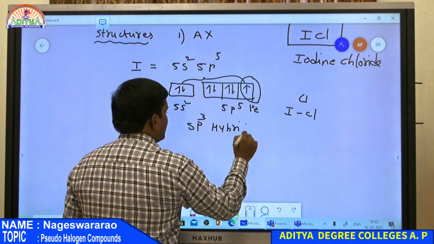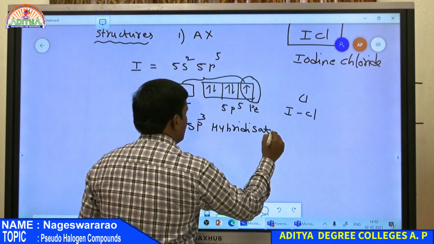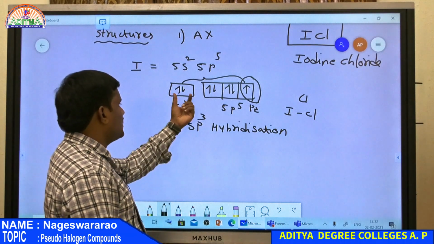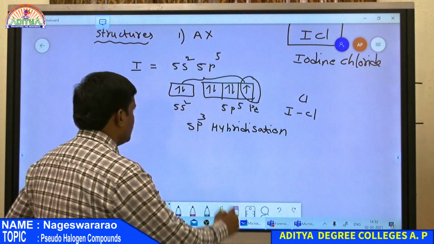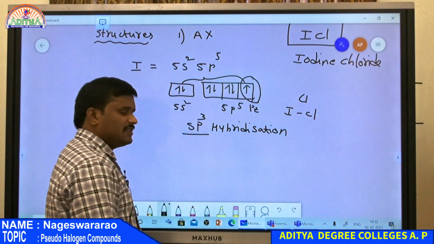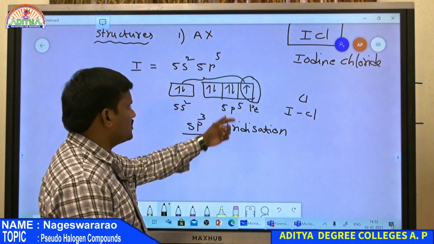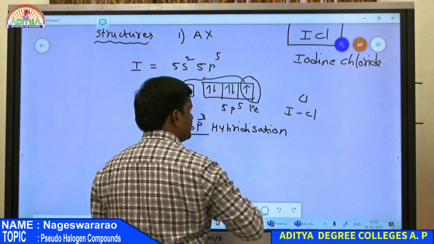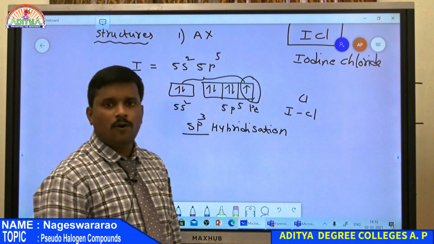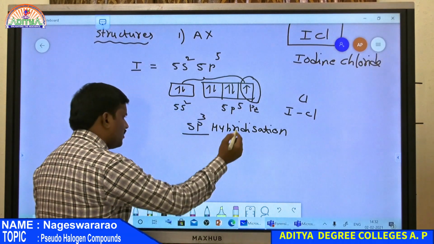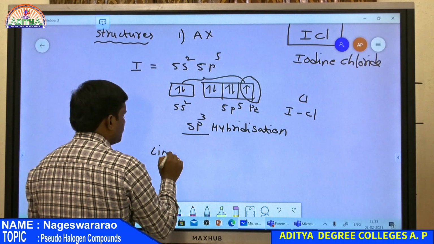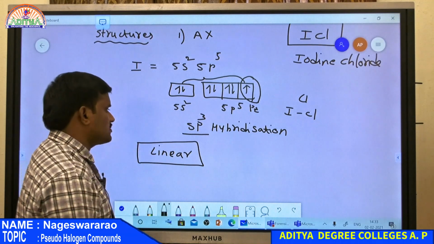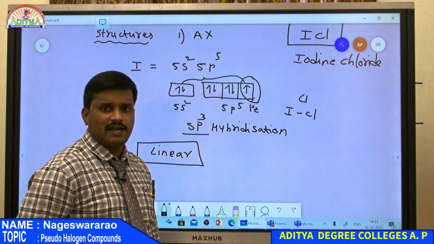The hybridization takes place between one s orbital and 3 p orbitals, so all are involved in the hybridization. Therefore the central atom undergoes sp3 hybridization, and a bond forms between iodine and chlorine. Only one electron is available, and that is why it forms only one bond with chlorine. Therefore the structure of ICl is linear, while the central atom undergoes sp3 hybridization.